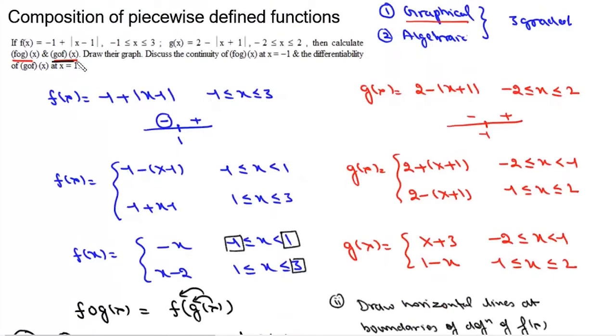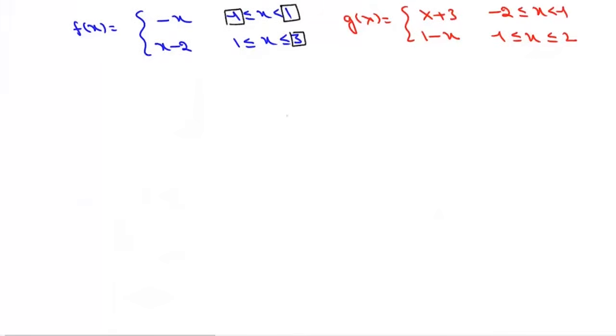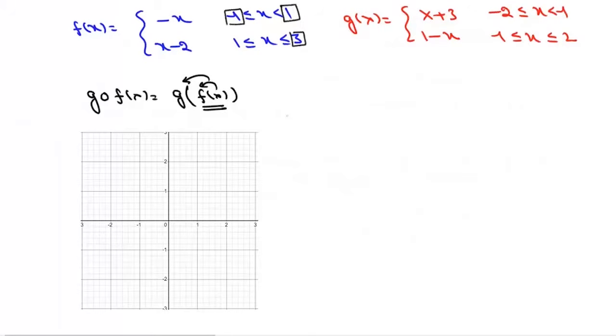Now we'll draw the graph of g of fx, and here I'm just going to use graphical method. Now for g of fx, that means value of x will go into f and value of fx will go into g. So here we'll have to draw the graph of fx. So first we'll draw the graph of fx. Now this fx is minus x between minus 1 and plus 1. So at minus 1 it is 1, and at plus 1 this is minus 1. So that's the definition of fx between minus 1 and plus 1.